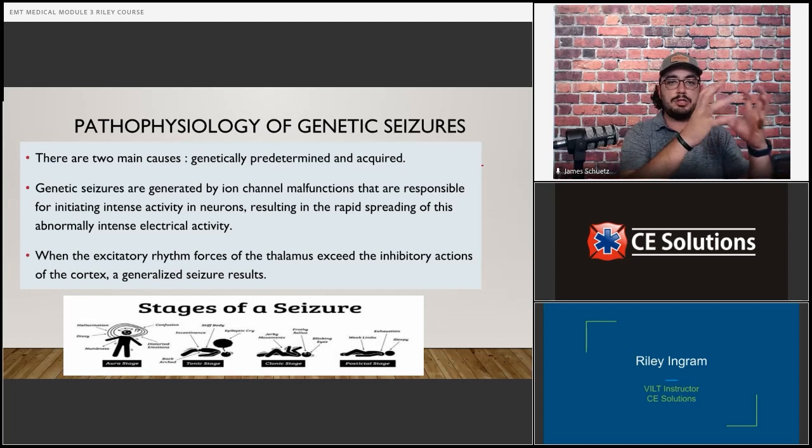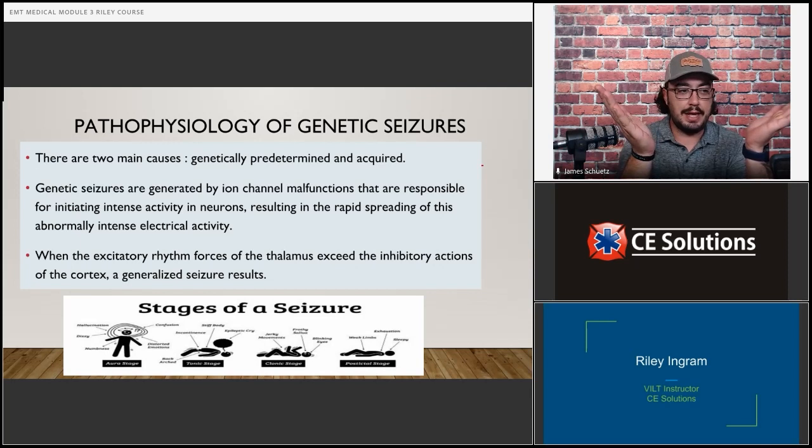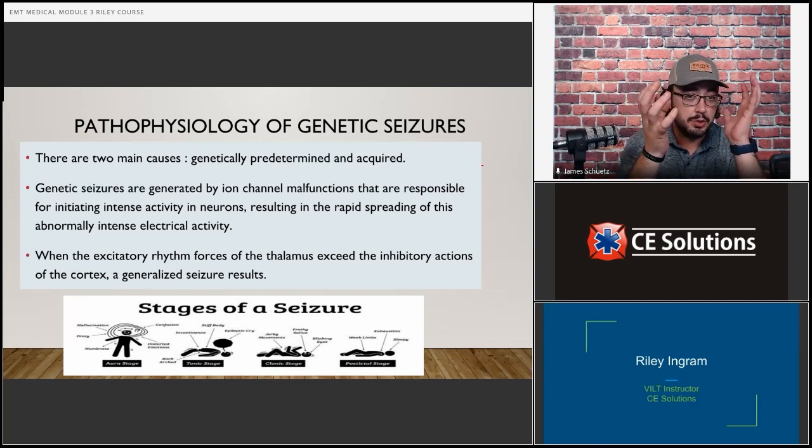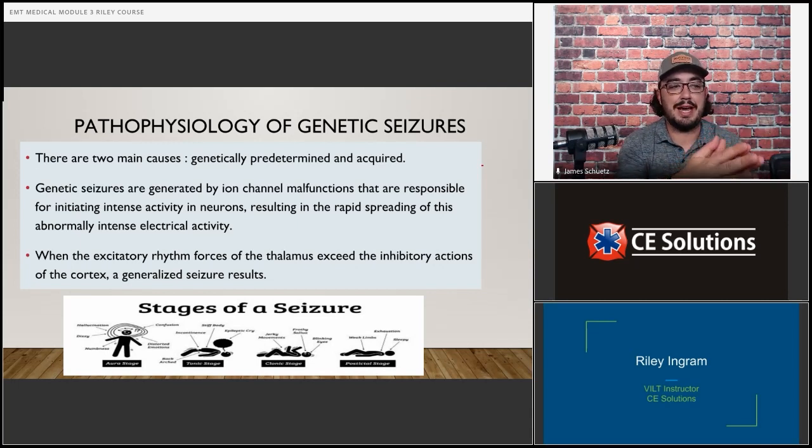So you've got a special delicate balance of thalamus and cortex, right? And if the excitatory rhythm forces, that electrical impulse from the thalamus, gets to be too much for the cortex to keep up with, too strong, too fast, out of sync, out of whack, whatever the case may be. But if you don't have that relationship between the thalamus and the cortex, that's when your generalized seizure is going to occur. Okay, that makes sense? So you've got to have that happy, cohesive relationship between the thalamus and the cortex. And if one of them is too excited or the other one is not excited enough, here we are, right?